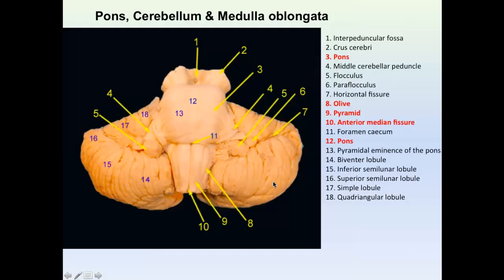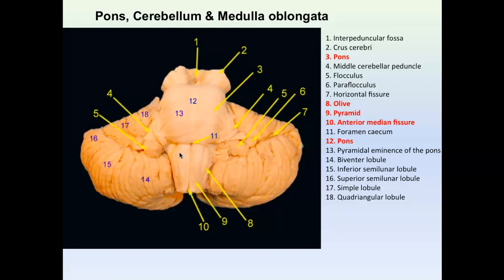Coming back up, that's why these are called pyramids: those motor neurons are traveling in this region of the medulla oblongata. The crossing over takes place internally. You don't see a physical cross from the outside, but it does happen here in the medulla oblongata.